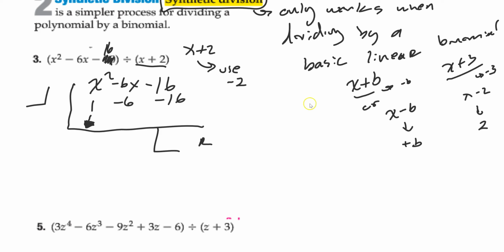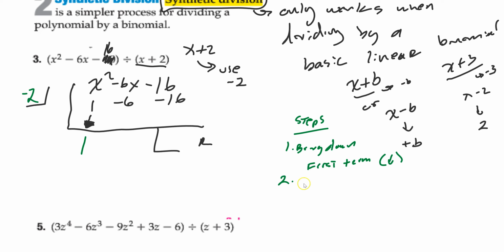Here are the steps. Bring down the first term. That's why I have the arrow. So we're going to bring that 1 down. And I forgot to put the negative 2 right here. We're going to multiply across. So multiply that 1 by that negative 2. So 1 times negative 2 is negative 2.